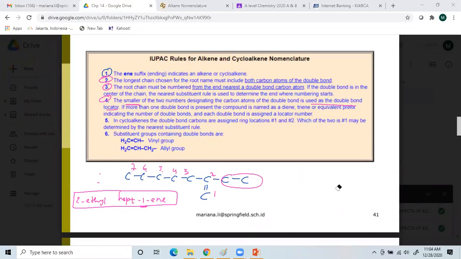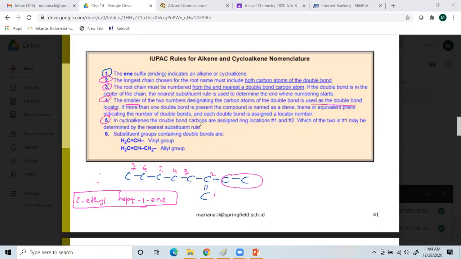So once again, choose the longest chain with the carbon-carbon double bond. Give numbers so the carbon-carbon double bond has the smallest number. Okay, and then identify the longest chain by giving the location of the double bond, which is with carbon. Okay, let's see number 5.